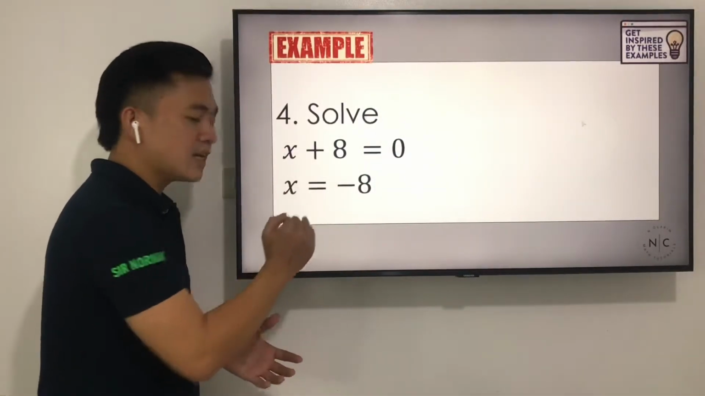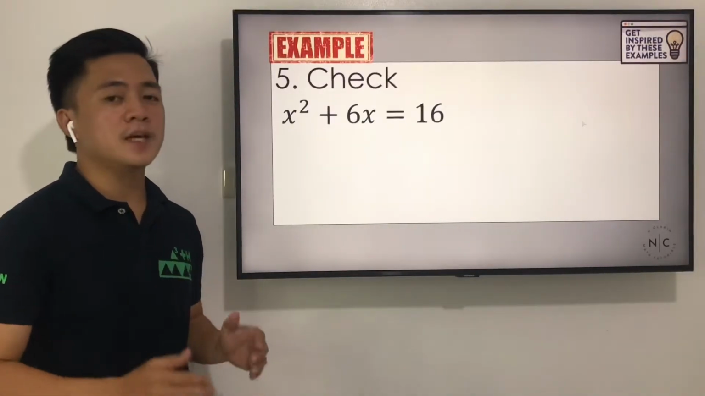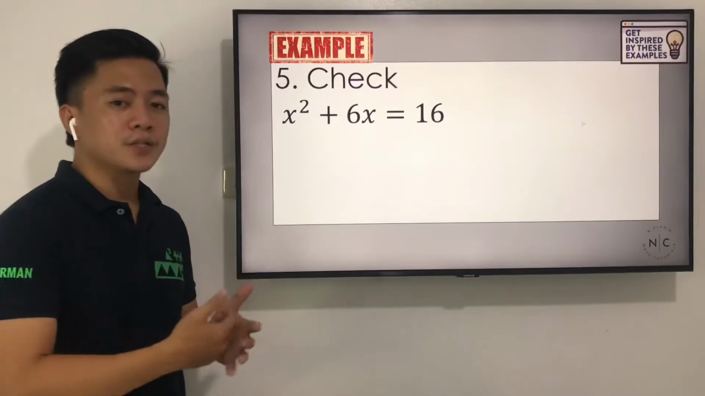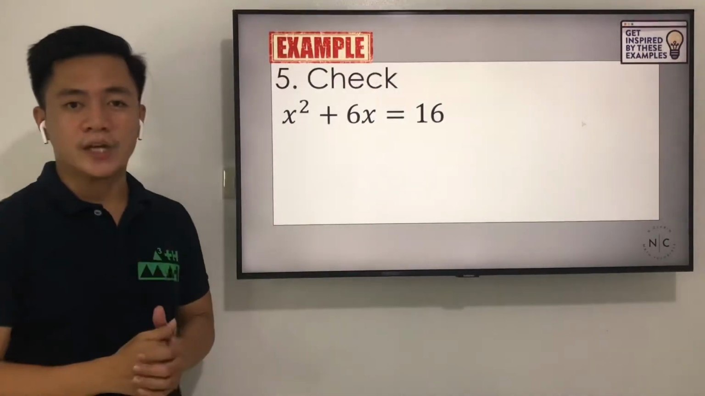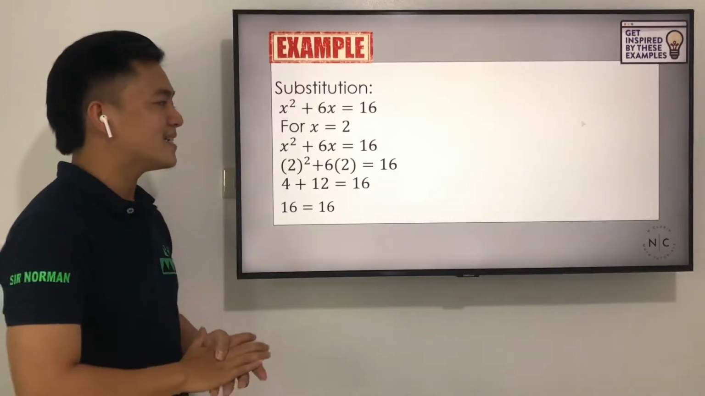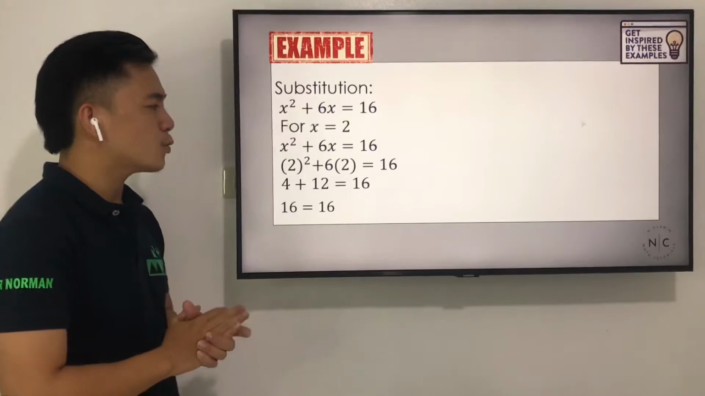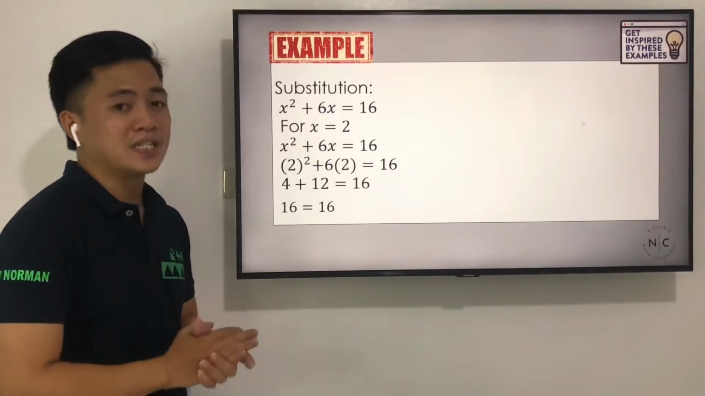So the second root is x is equal to negative 8. Next step is we will check yung ating nakuha roots dun sa ating original equation. We will substitute yung ating nakuha, which is yung unang-una is 2. So using the original equation, which is x squared plus 6x is equal to 16.